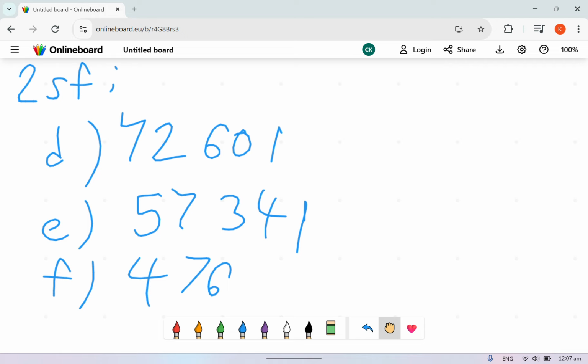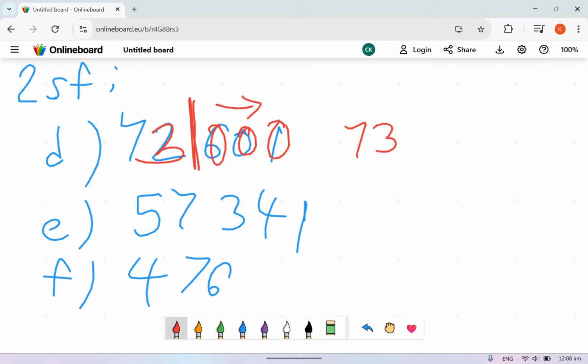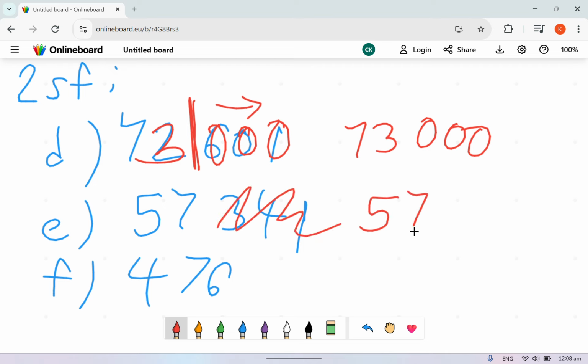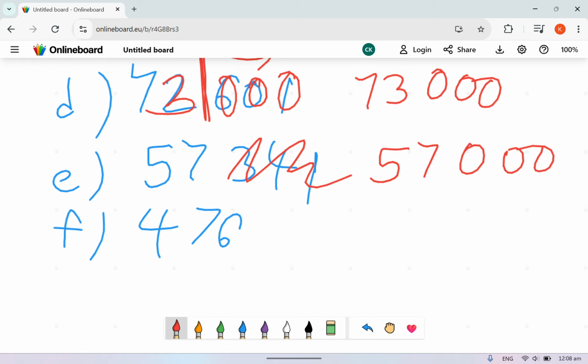I'm just gonna do it straight from the question. Right? So this one's gonna become 73. 73000. Okay, that's the answer. Okay, now next one. 57341. This is less, so bye bye. 476. This one is there, so it's 0.0.